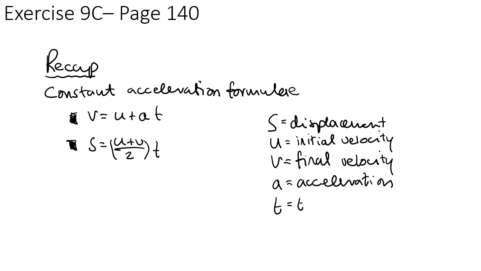and T is time. So if we were to look at this first formula here, SUVAT, we would use this when we have U, V, A and T, and if we look at this one down here, and again SUVAT, we'll use this when we have or want to find S, U, V and T.